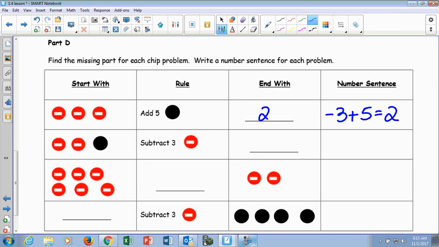All right, so let's go to the next one. So they want you to start with 2 red chips and 1 black. Okay? And now it says subtract 3 red. How are you going to do that?